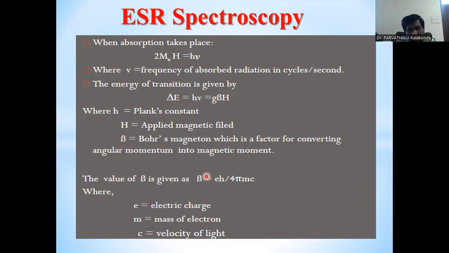Beta, we call it beta, which has a value of eh by 4 pi m. g is the Landé factor, which is also given, and the value is about 2, but it can vary. H is the applied field. So you need an applied field, and the Bohr magneton can be calculated based on the electron charge, Planck constant, mass, etc.